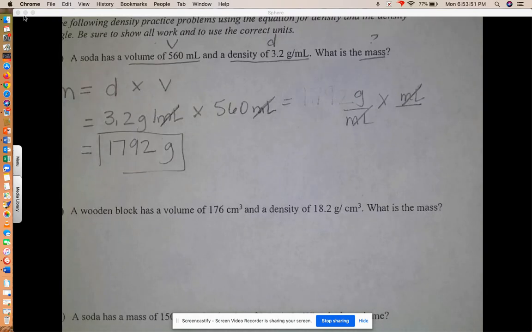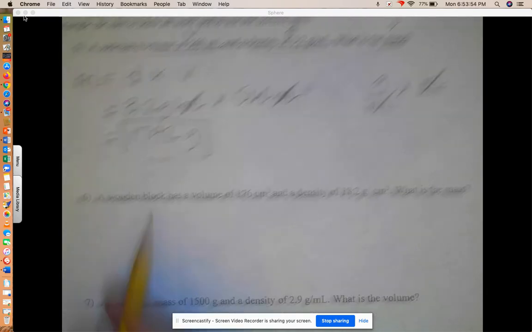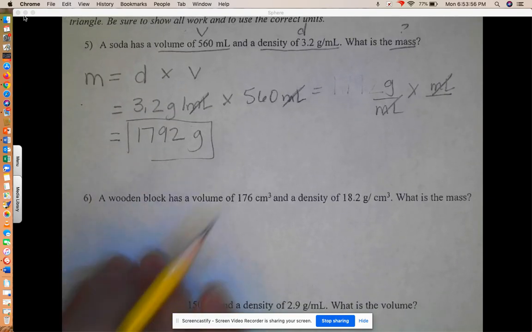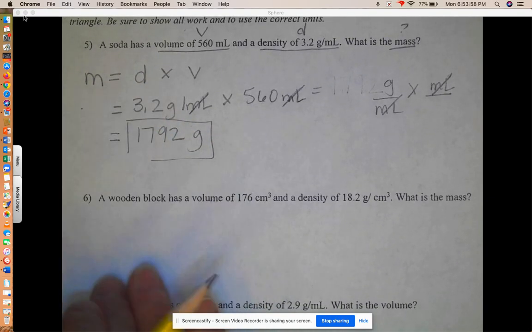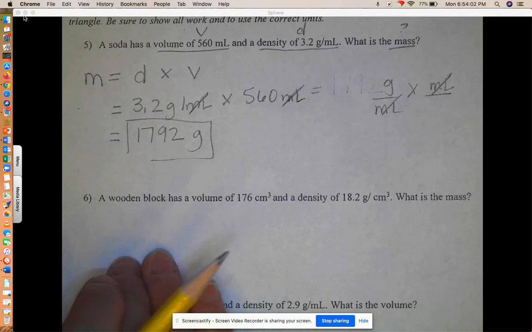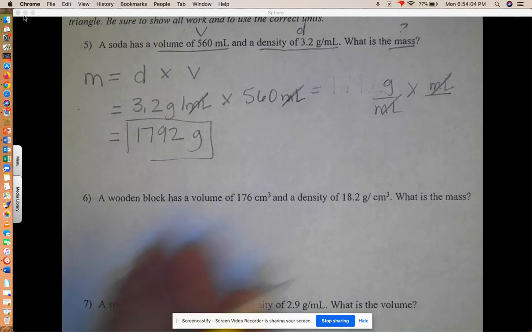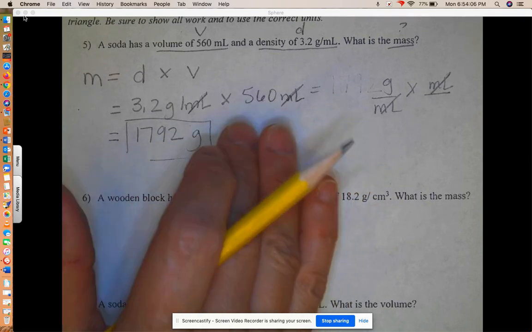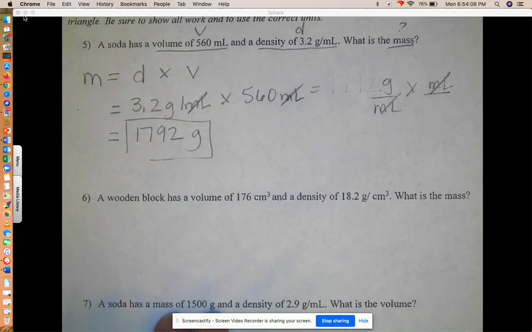So let's skip down to 7. Number 6, guys, is just like number 5. So I want you to see on your own if you can do 6 by yourself, just like number 5. Okay, so look back at number 5 to help you with number 6.